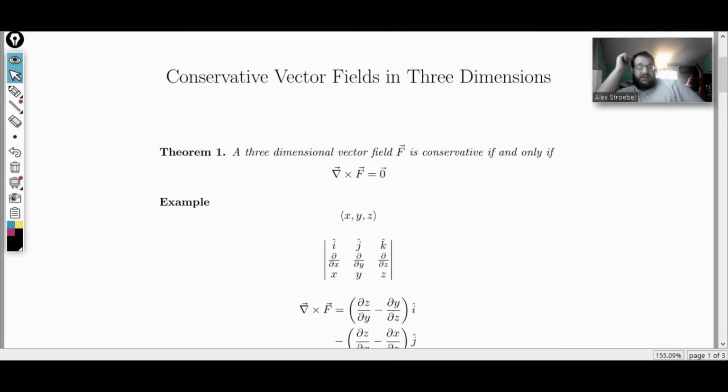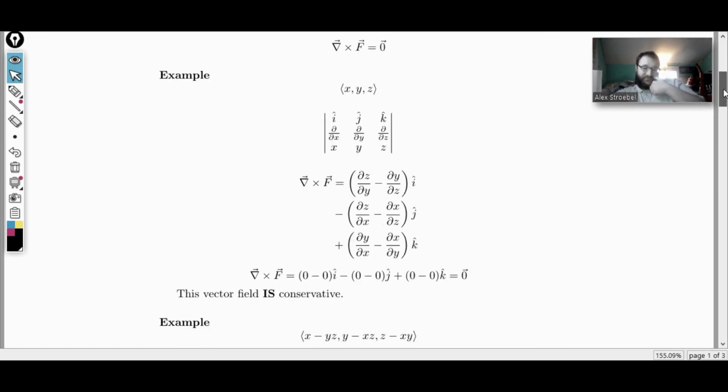Conservative in 3 dimensions. So the test to determine whether a vector field is conservative is you just take the curl. If the curl is the 0 vector, then it's conservative. If it's not the 0 vector, it's not conservative. So I'm going to run through a few examples of doing that.